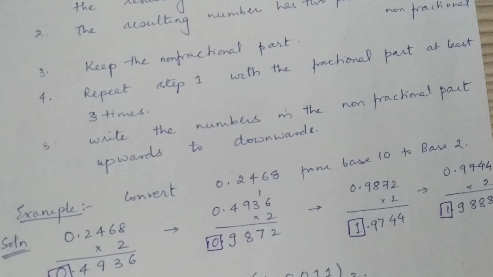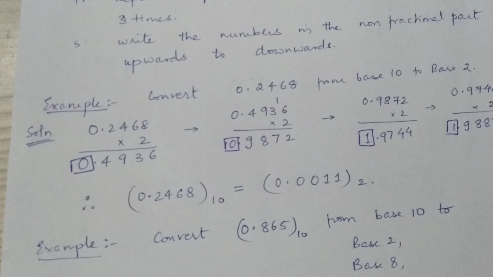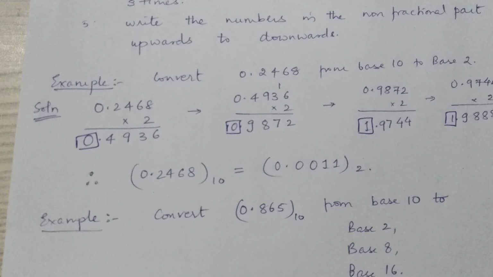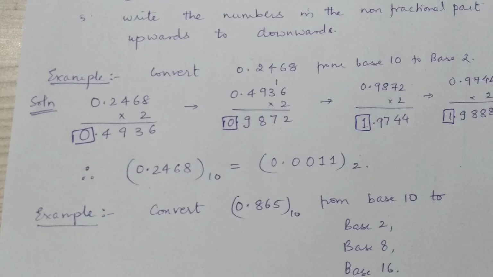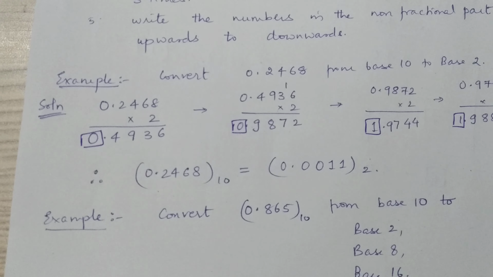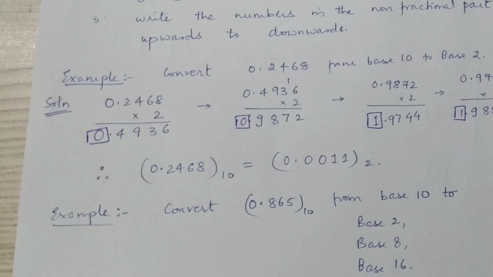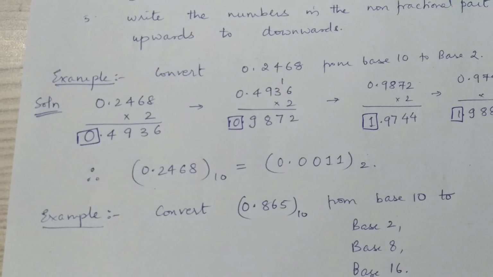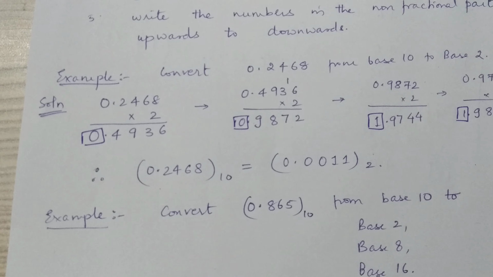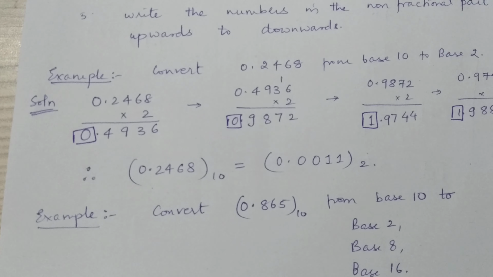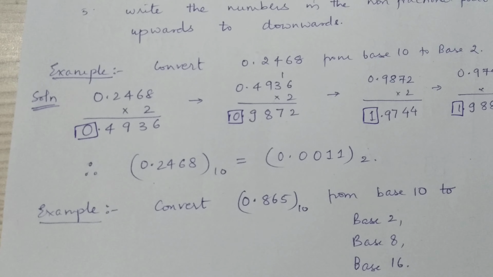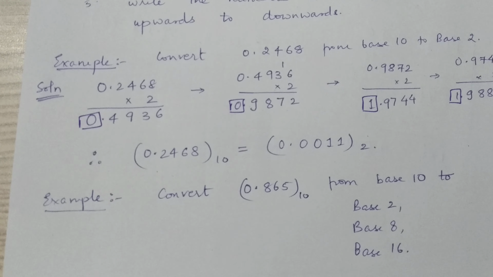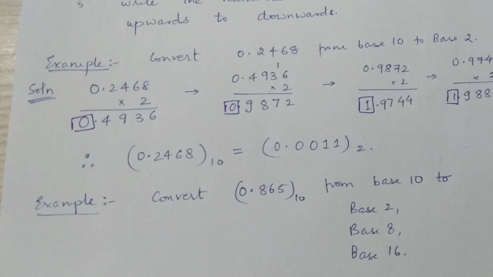For example, I have shown here: convert 0.2468 from base 10 to base 2. Now see here, you are converting a decimal number which is a fraction from base 10 to base 2, that is to binary. Now what is the solution? As I told you, we'll multiply by the 2 base. The base is 2. So multiplying we get 2 parts in the answer. One is the non-fraction part and the other is the fractional part.